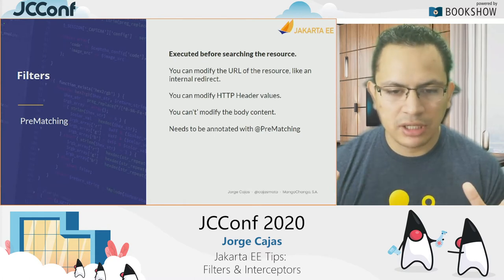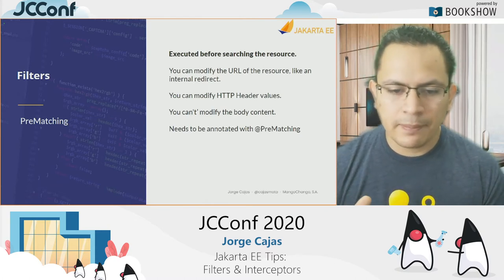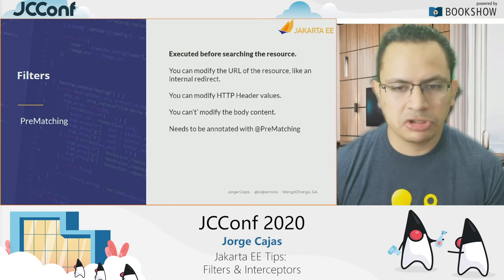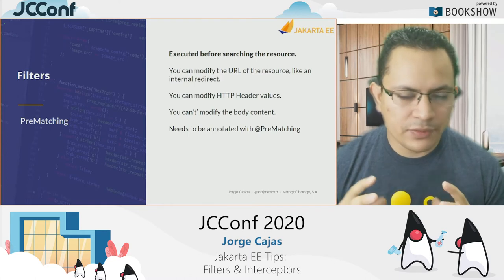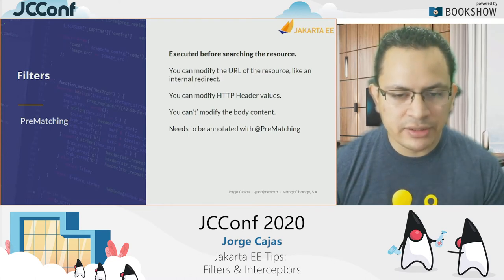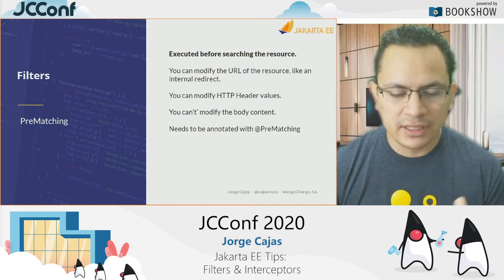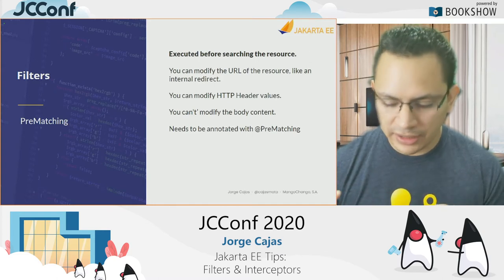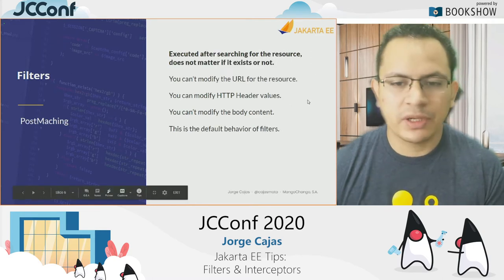It just can use the old version as nothing. Or maybe you can use a different method, a different source based on the role of the users. So you can basically do a redirect with this type of filter, and this is executed before the resource is searched. It doesn't matter if the resource is found, if the resource exists, this filter is always executed. Another type of filter that we have are the post-matching filters.